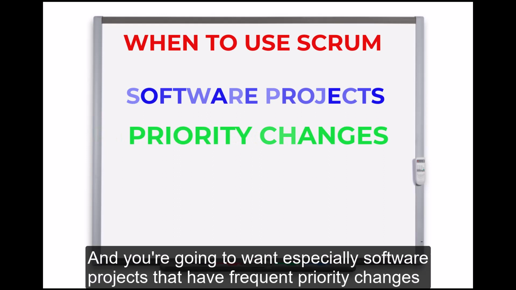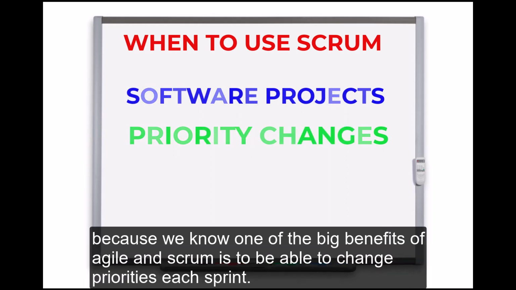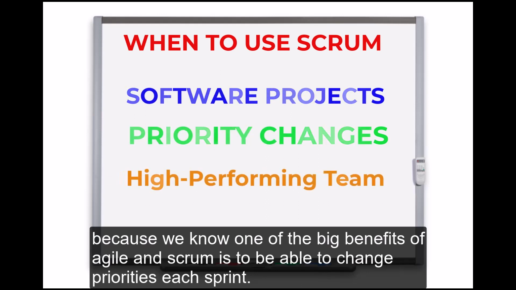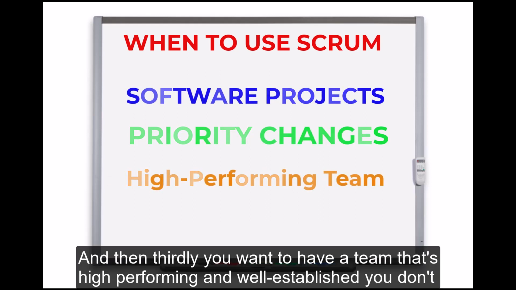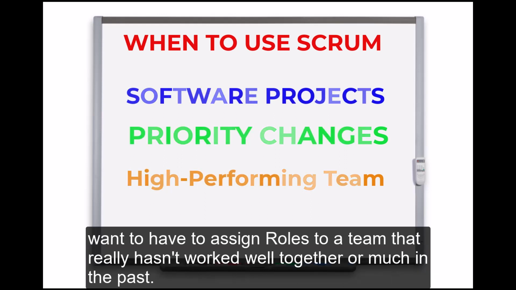And you're going to want especially software projects that have frequent priority changes, because we know one of the big benefits of Agile and Scrum is to be able to change priorities each sprint. And then thirdly, you want to have a team that's high performing and well established. You don't want to have to assign roles to a team that really hasn't worked well together or much in the past.